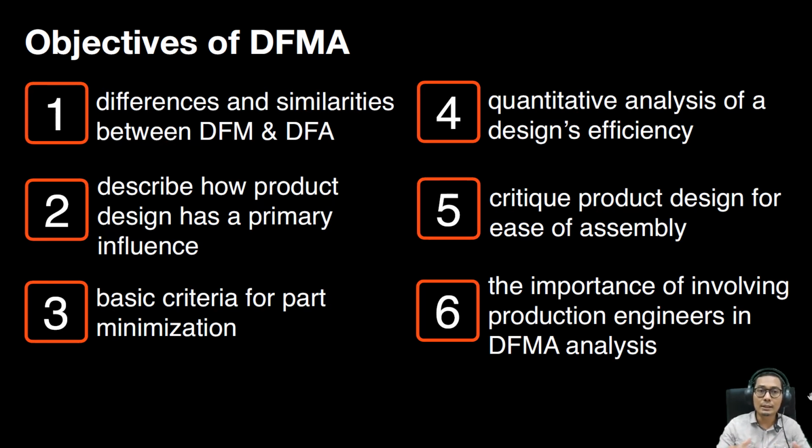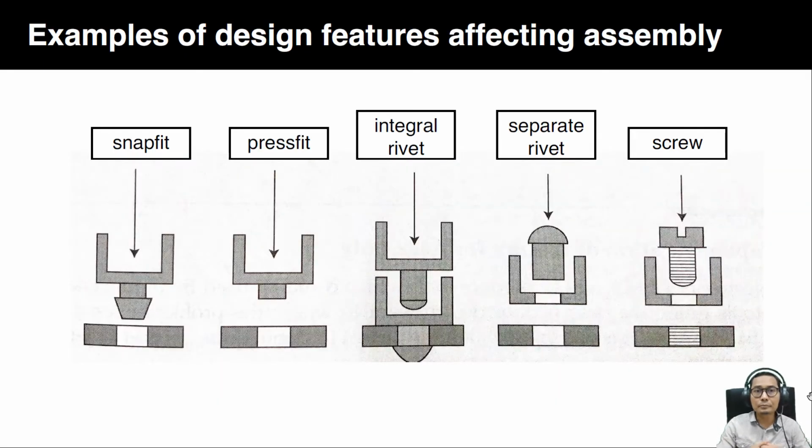So these are six objectives of the DFMA. Shown in this figure are a few examples of design features that affect the assembly process. As I mentioned before, the use of snap fit. You can see in the first figure on the left is the snap fit. The second one is the press fit, and then the integral rivet, the separate rivet, and the last one is screw. These five are the examples of design features that will affect the assembly process of a product.